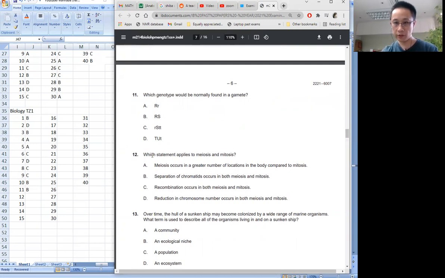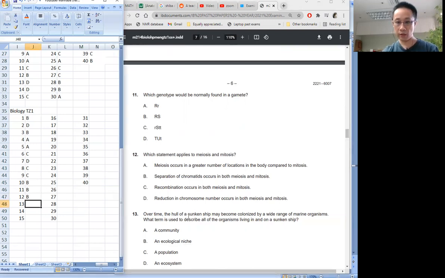Okay. What statement applies to meiosis and mitosis? Meiosis occurs in a greater number of locations. That's highly unlikely because only sex cells undergo meiosis. Separation of chromatids occurs both during meiosis and mitosis. That seems reasonable. C, recombination occurs in meiosis, but not mitosis, so C is wrong. Reduction in the chromosome number occurs in meiosis, but not mitosis.